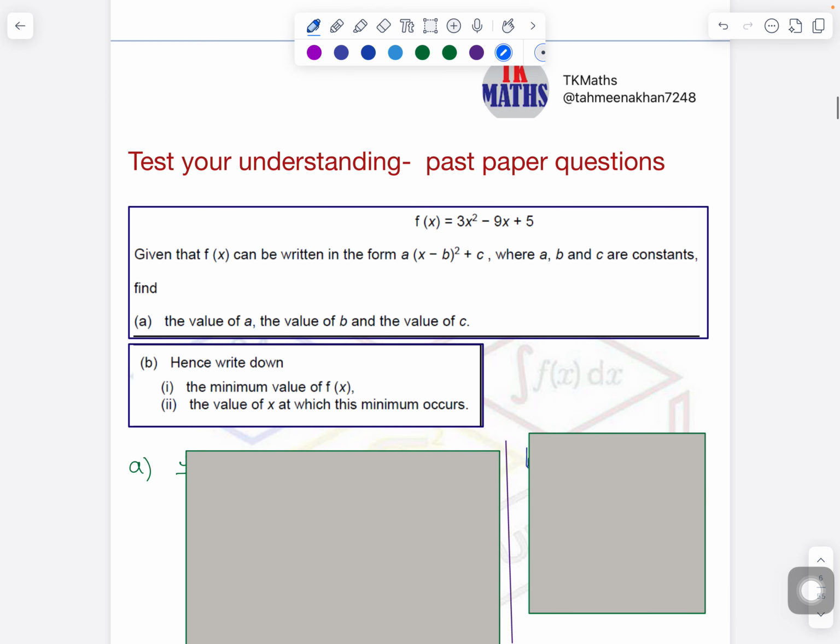So let's see this past paper question, because we have seen the basic understanding of the quadratic completing square form, how it is applied here.